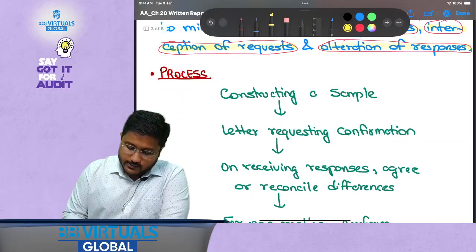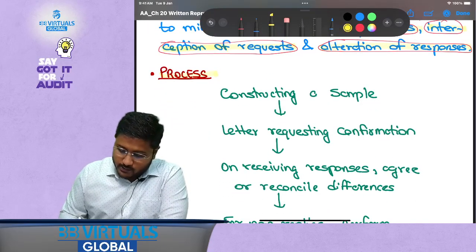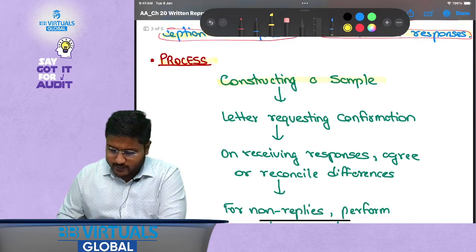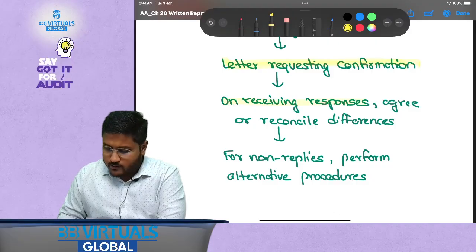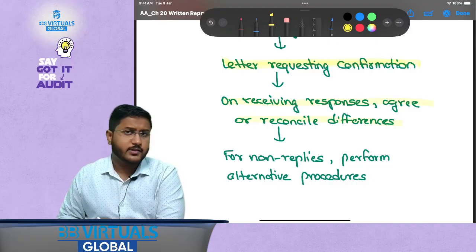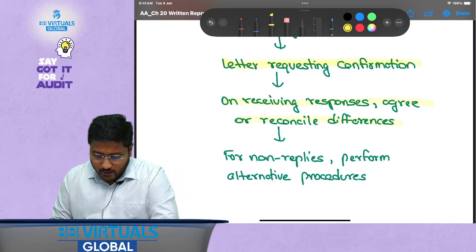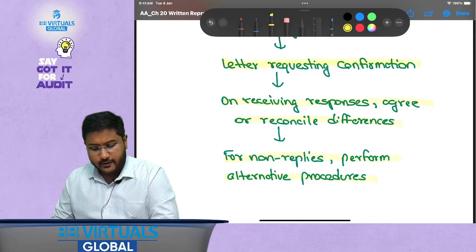Now let's discuss the process. The process is constructing a sample, that is, deciding a sample. Then a letter requesting confirmation, that is, we will be sending the confirmation request. On receiving responses, agree or reconcile differences, that is, if there are differences you can reconcile. And for non-replies, perform alternative procedures.